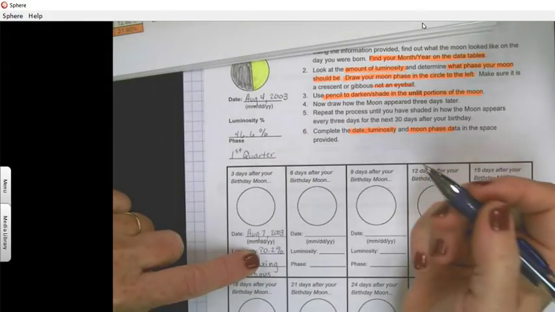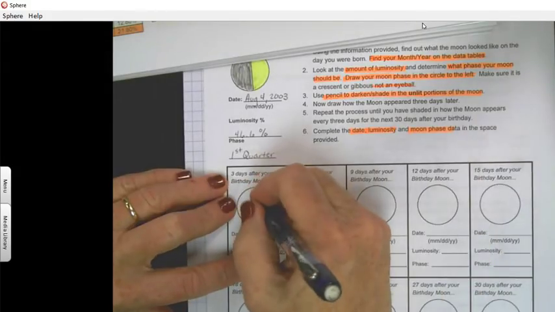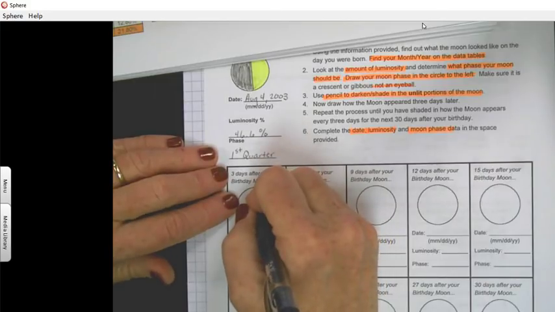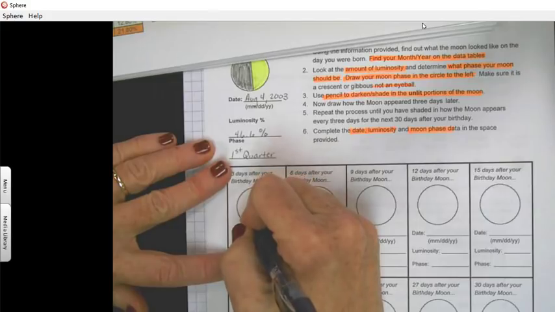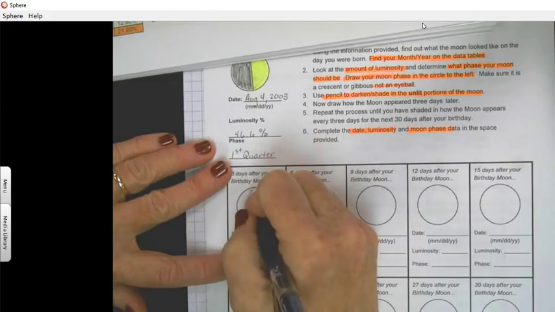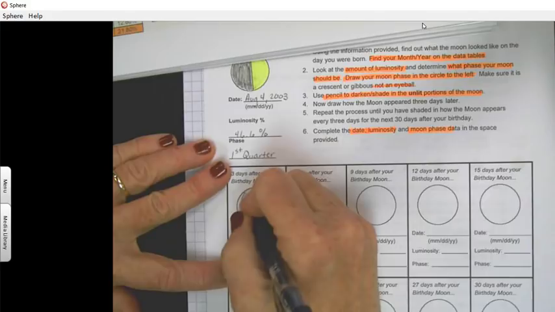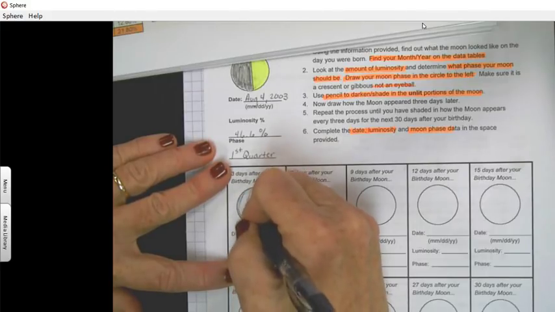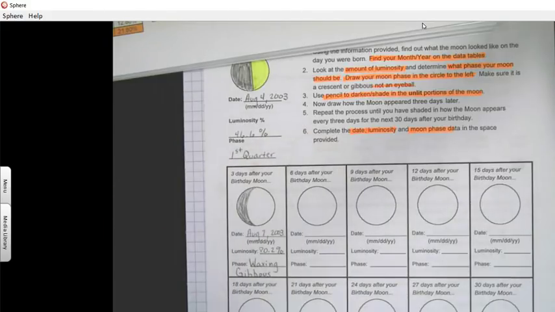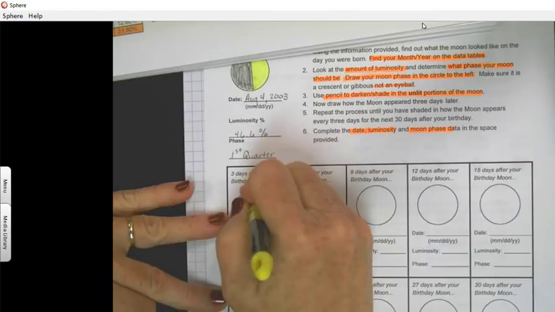Then I need to go up here and I've got to figure out, okay, so how am I going to draw this? I know it's more than half, but it's not that close to 100%. So I'm going to go in and probably fill it in about like this. And then I'm going to shade in. And then I'm going to color the lit part of my moon.